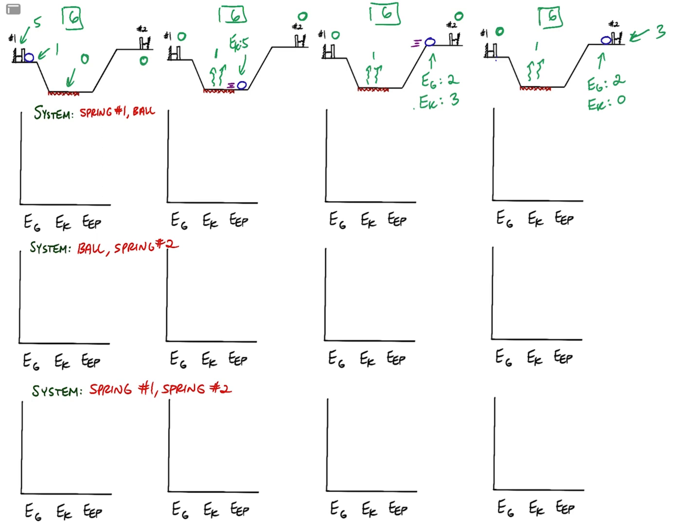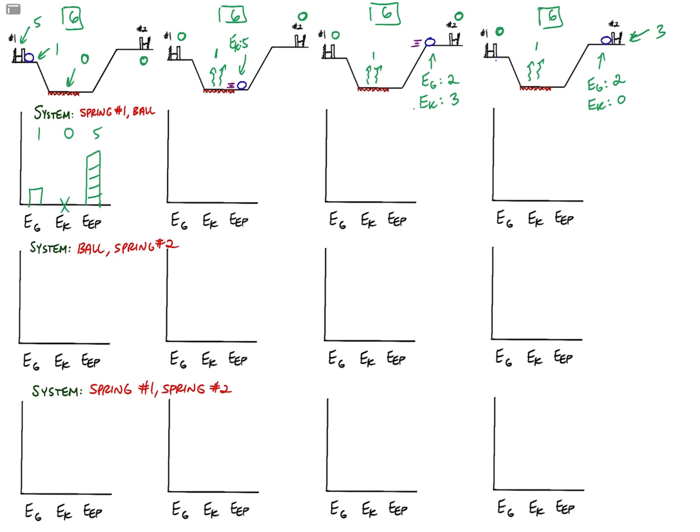So now that I spent the time to do that, now the graphs become quite a bit easier. System 1, spring number 1 and the ball. So spring number 1 has 5 blocks of EEP, just reading that off the top from my first diagram. The ball has 1 block. Since it's not moving, it must be EG. It's not moving, so it has no EK. So with the 5 blocks for spring 1 and the 1 block of EG for the ball, that's all that's in this system.